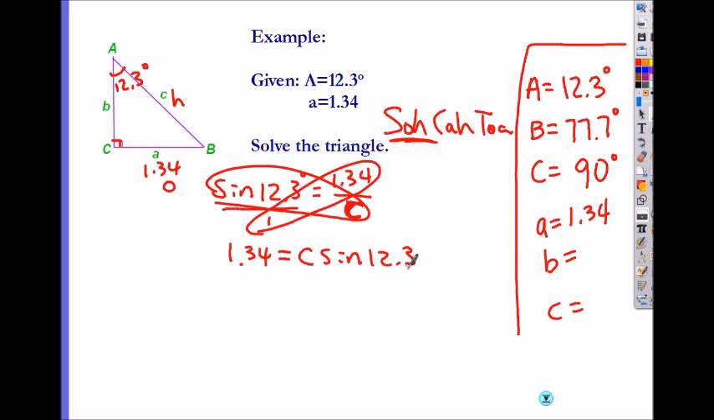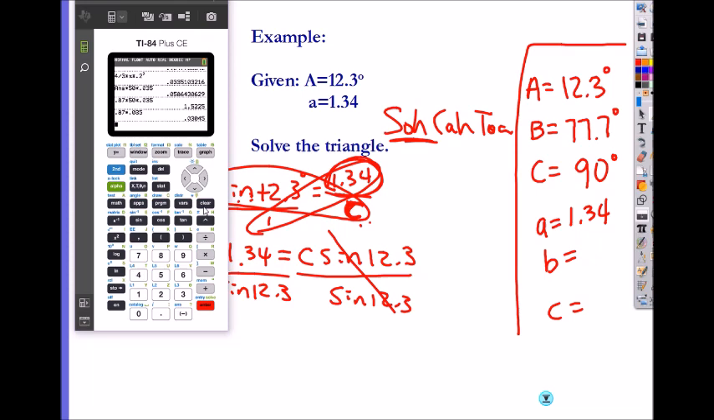Now what is your last step? Divide by sine of 12.3. And I think you guys have done enough questions to recognize the pattern, right? Whenever the variable is in the denominator, what do you do? You flip these 2, right? 1.34 divided by sine of 12.3. You can show me this step or just flip these 2.